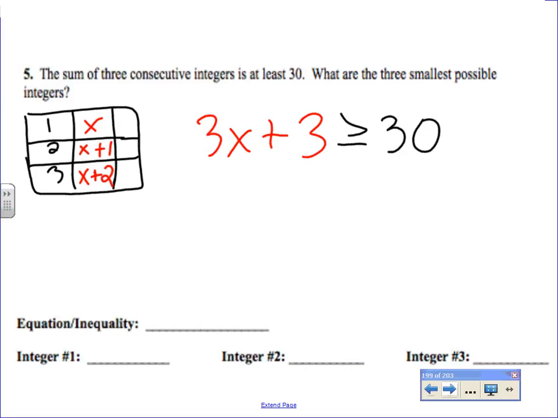Andy, what did you get? Good job. X is greater than or equal to 9. Luke B, what are the 3 smallest integers that are at least 30? Good. 9, 10, and 11. So if you add those up, the sum of them is at least 30, because it is 30. Brian C?